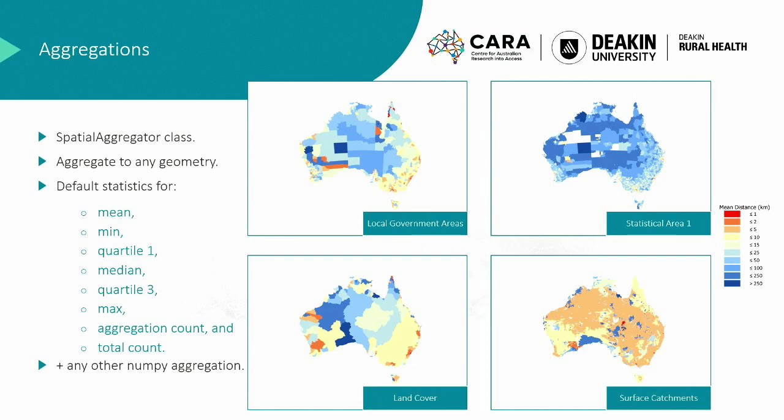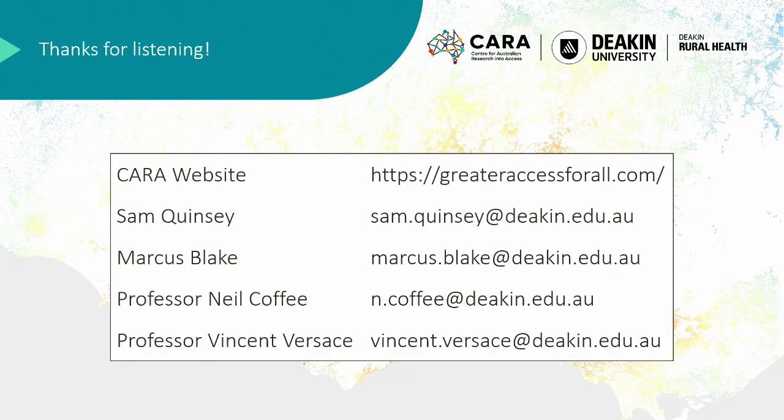So this is a new class within our module called the Spatial Aggregator class. It basically takes in the results of the previous calculation that I've been talking about, any geometry unit that you want, and then a series of statistics. So we have a set of default statistics that we output with ours, but it also accepts any other NumPy statistics that can be inserted there.